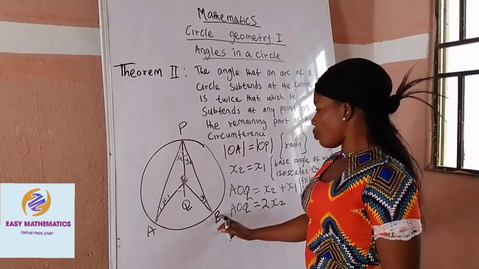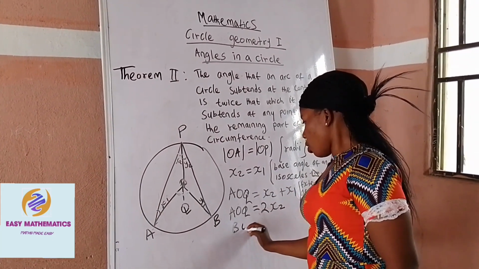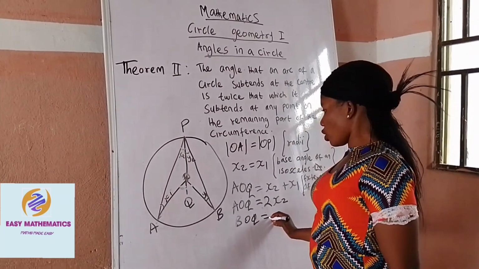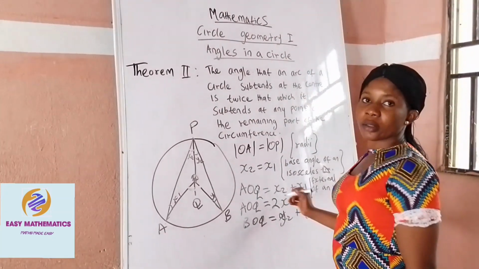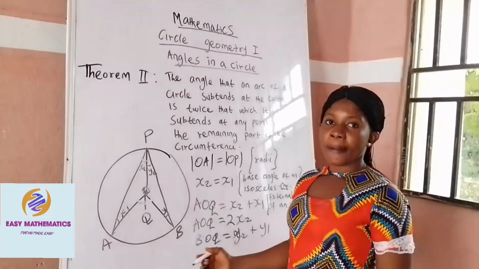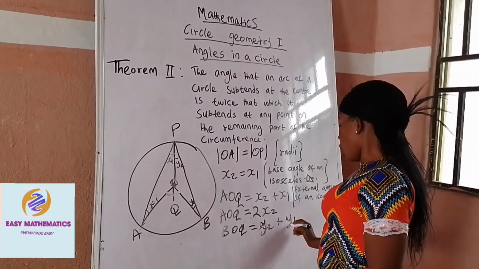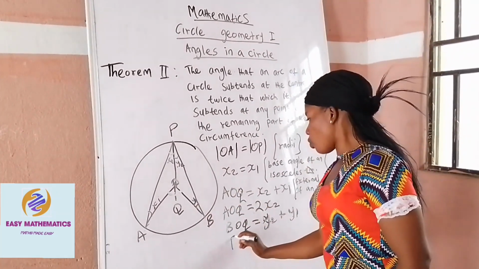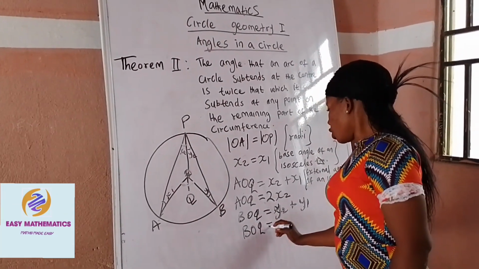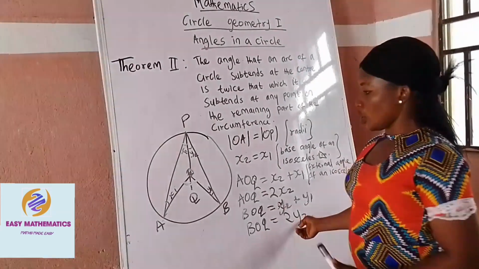Now we can say that BOQ, that is the angle here, is equal to Y2 plus Y1. Now, if Y2 is equal to Y1, therefore we say that BOQ is equal to 2Y2.